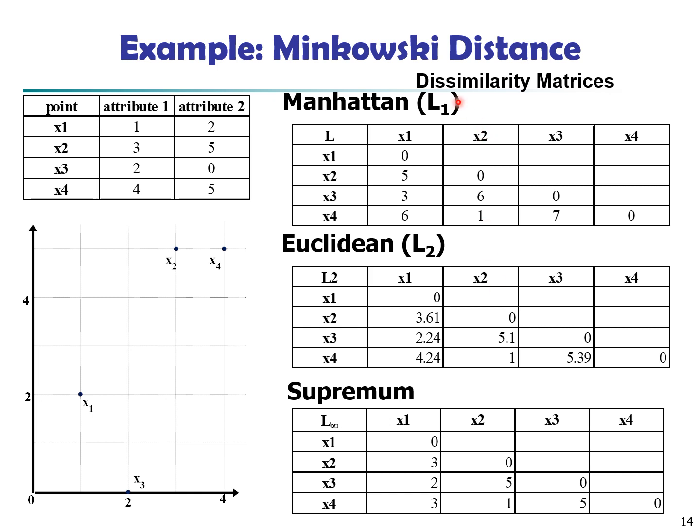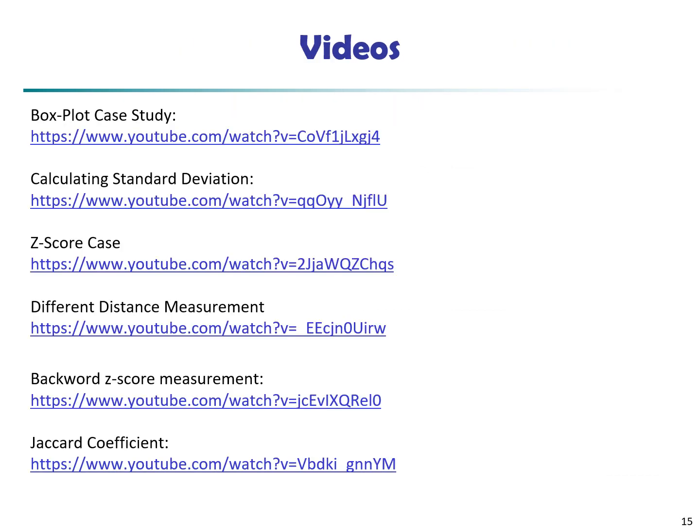Now, this is the dissimilarity matrix, applying the formulas on the same example that we just saw. This is using the Euclidean. We already saw these values, and this is using the Manhattan, and here using the supremum.